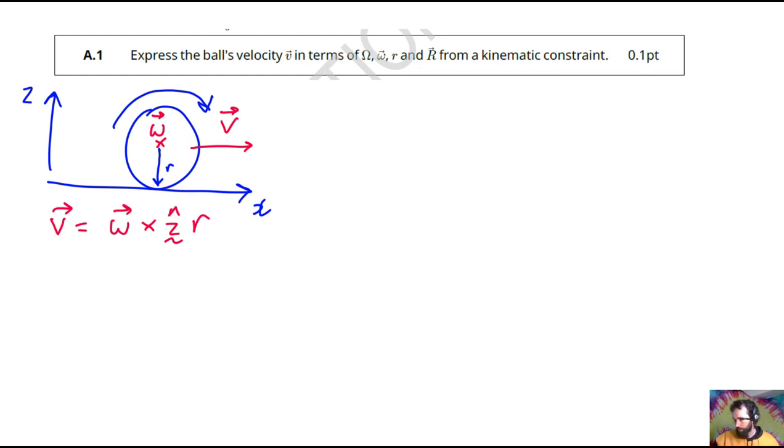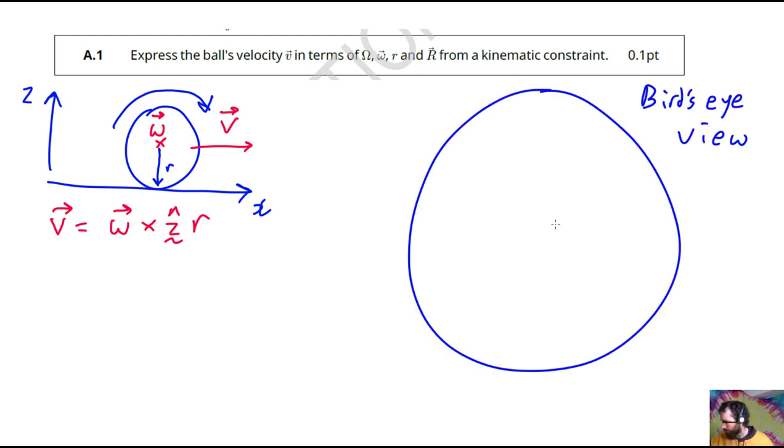Now I want to draw a second diagram because we've only considered the ball rolling. What we haven't considered is the turntable moving. So if I then draw a bird's eye view, let's imagine we have this turntable turning this way. If we have our origin directly in the middle, then I'm going to call the positive Z direction coming directly out towards us, and our capital omega is coming directly out towards us. I'm going to call this direction X, this direction Y.